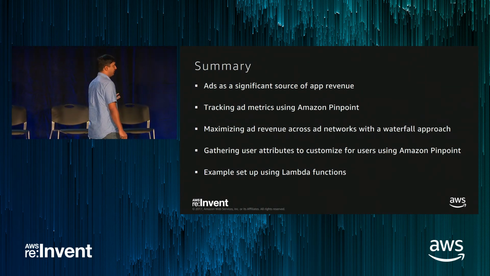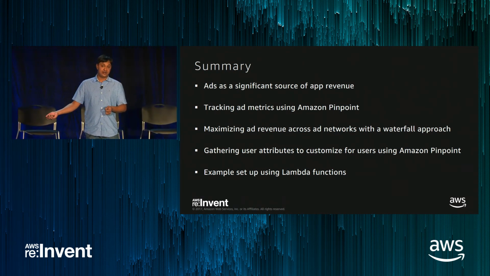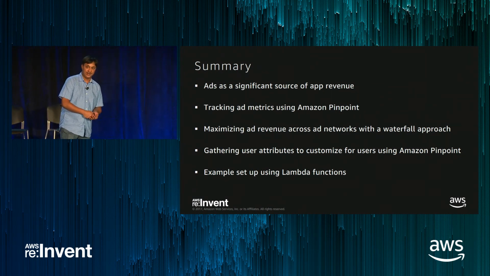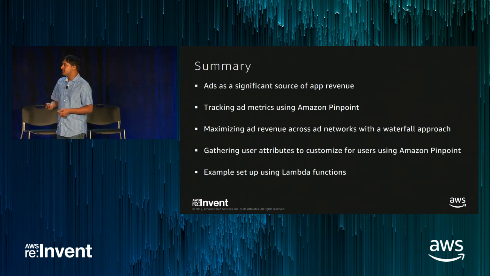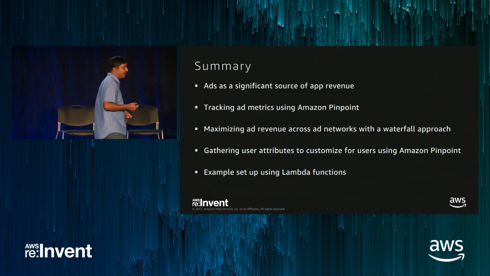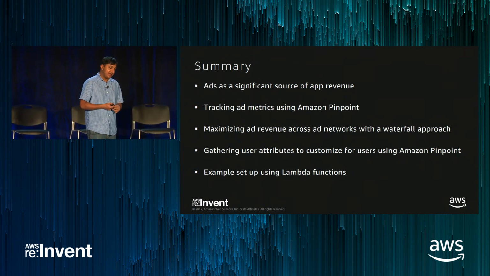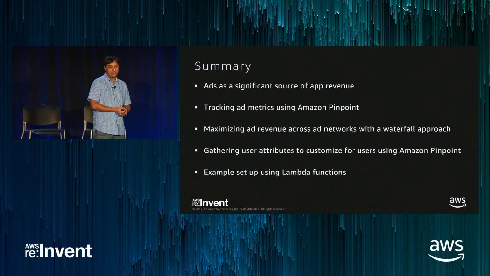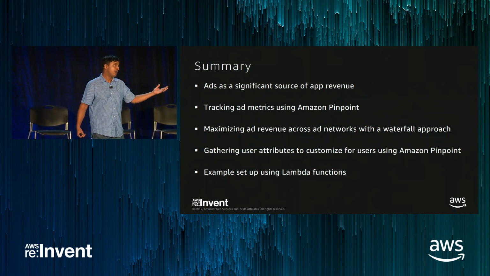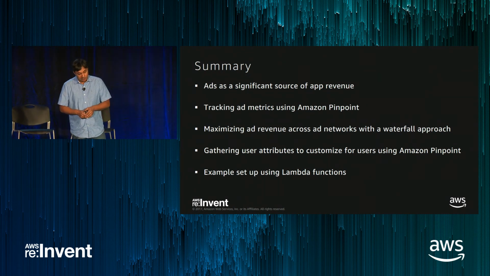So a quick summary of what we discussed. We spoke about how ads are a significant source of revenue today, $100 billion versus $81 billion for in-app purchases. So they've actually surpassed IAPs in the last couple of years. Because it's such an important source of revenue, you want to do a good job maximizing it and maintaining a good user experience, which is why you will track ad metrics and user attributes using a service like Amazon Pinpoint. Then you will use all of this data to maximize ad revenue across networks. We discussed the waterfall approach. There could be other approaches. There are hybrid approaches between waterfall and programmatic or header bidding solutions. It's really up to you and your need.